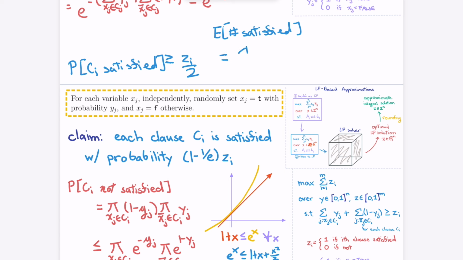Okay, so by linearity of expectation, we could sum over all these clauses Ci. You get the probability that Ci is satisfied. You'll get some sum over Ci, zi over 2. And then what's the sum of zi over 2? It'll be at least, what do we know about the sum of zi? It is less than M. What else do we know about zi? It's a solution to the LP, so it gets you at least opt, but opt over 2.